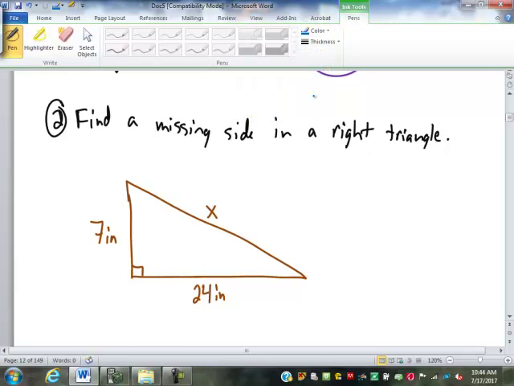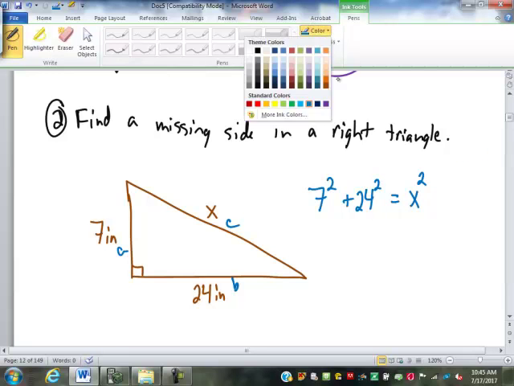How would I find x? 7 squared plus 24 squared. You got it. 7 squared plus 24 squared equals x squared. 7 and 24 are the legs, so I'm going to call them A and B. X is the hypotenuse, so I'll call that C. What do I do from there?